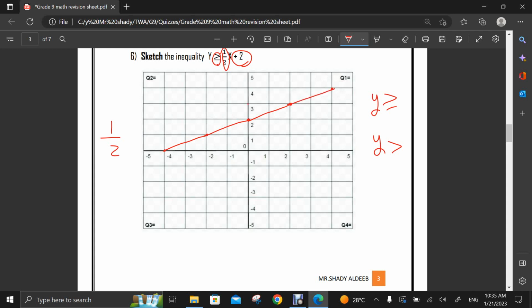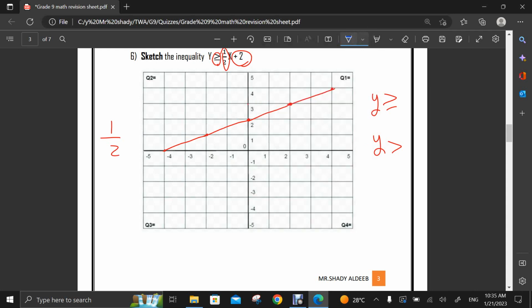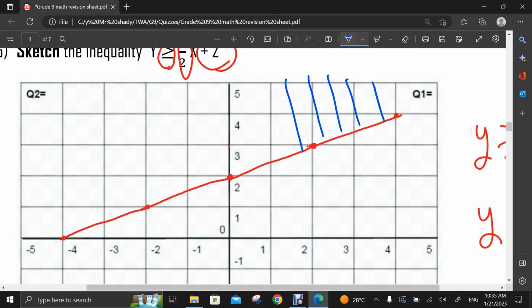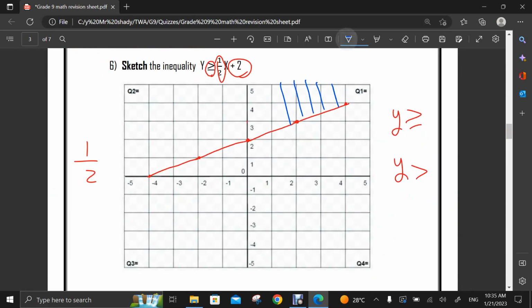Okay, so I didn't finish yet because this is an inequality, and y is bigger than or equal to half x plus 2. So I'm going to shade this part to represent the solution also, or to complete my solution here, because y is bigger than, so I'm going to shade this part.